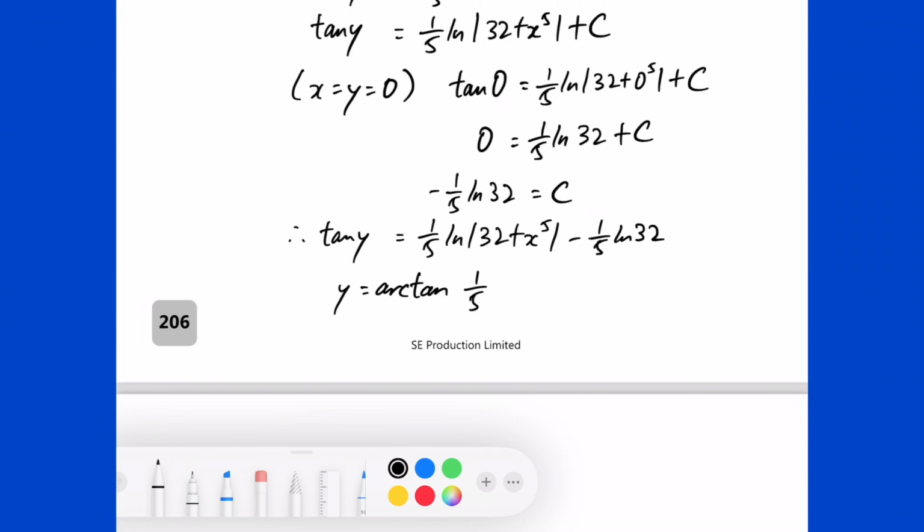We can also apply one of the laws of logarithm. Natural log a minus natural log b becomes natural log a over b, so that our final expression can be presented as natural log of the absolute value, where 32 + x^5 will be in the numerator, and then 32 will be in the denominator.